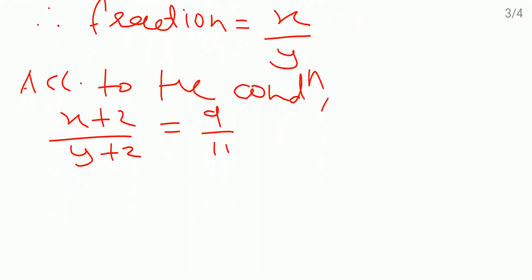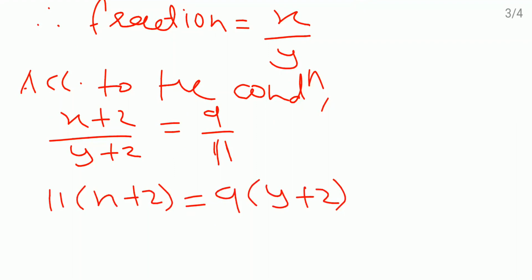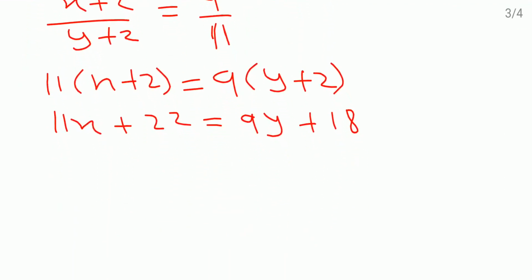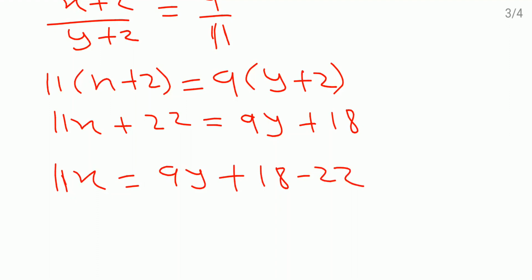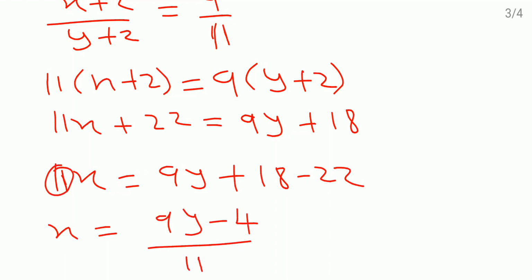Now I will do the cross multiplication. Correct. So here 11 in the bracket x plus 2 is equal to 9 in the bracket y plus 2. So 11x plus 22 is equal to 9y plus 18. Now this 11x I will keep here, which is equal to 9y plus 18 minus 22. So x is equal to 9y minus 4 by 11. This 11 I have sent to the RHS and I will name it as equation 1.